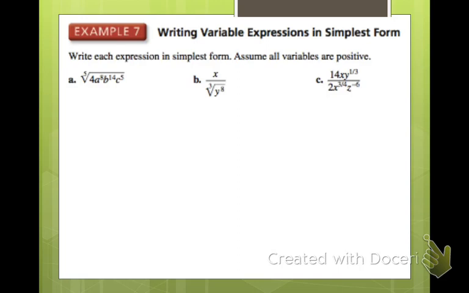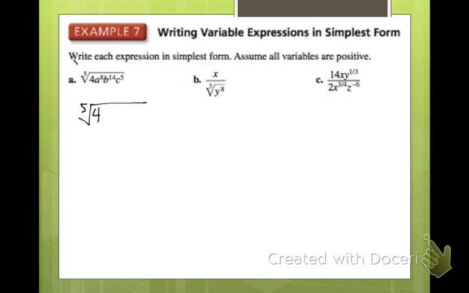So these are from example 7, if you want to write that down. And A is the 5th root of 4, a to the 8th, b to the 14th, c to the 5th. So we, first of all, look at 4. It's not an even 5th root in 4 or in any of its factors. So now we look to a to the 8th power.